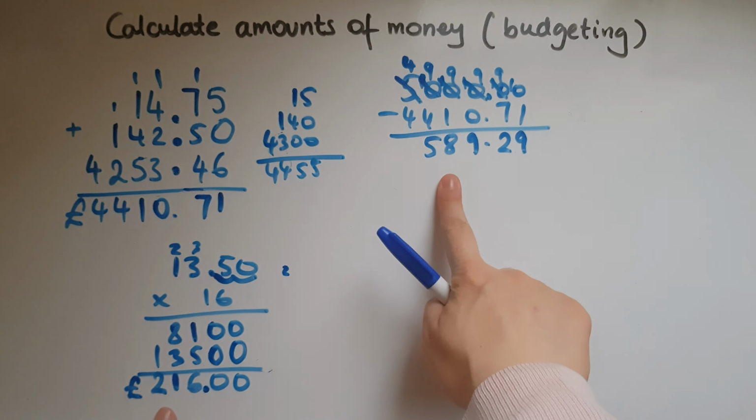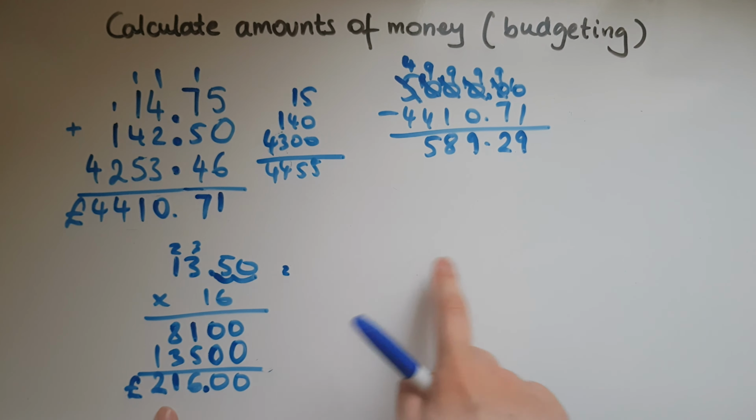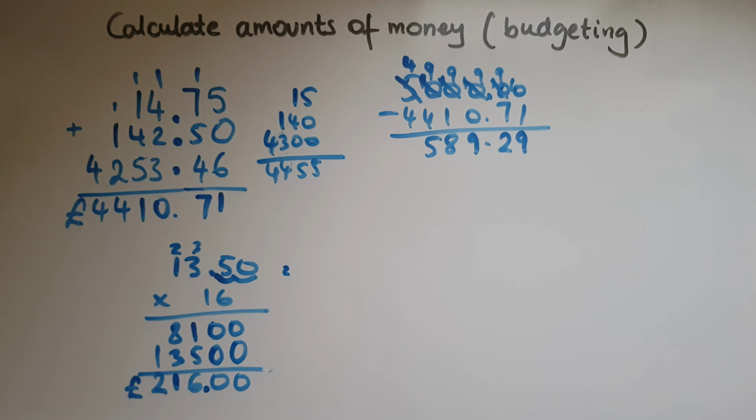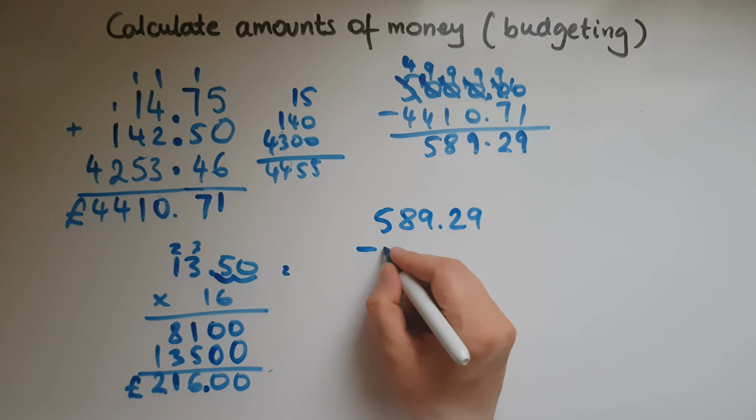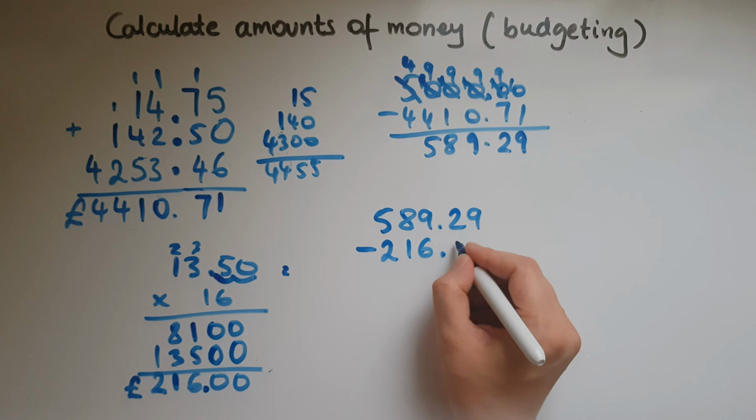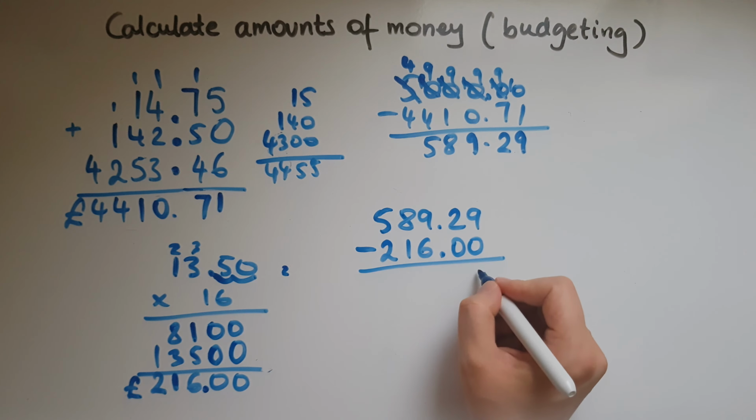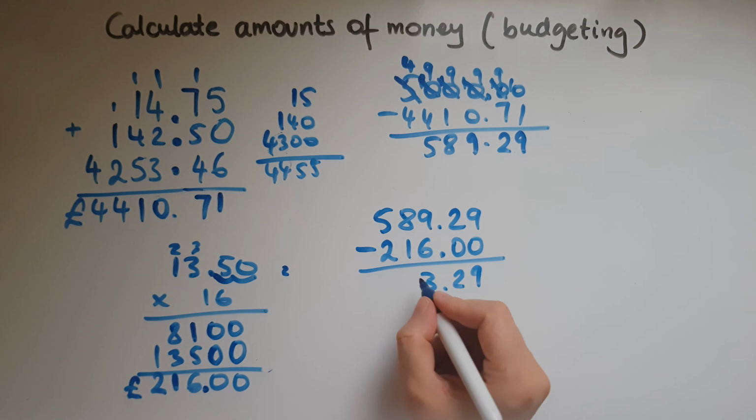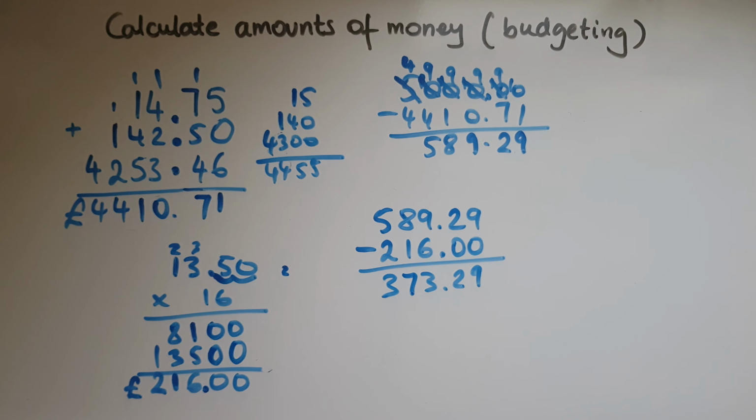I can see that I still have some money left, so I'm going to work out how much I've got left and then buy some books with the remainder. So we've got £589.29 take away £216. So 9, 2, 3, 7, 3. So I've got £373.29 left. And one book costs £15, so I will find out how many I can get because I want to use all this money on books.